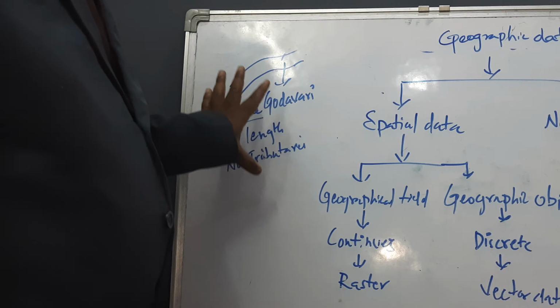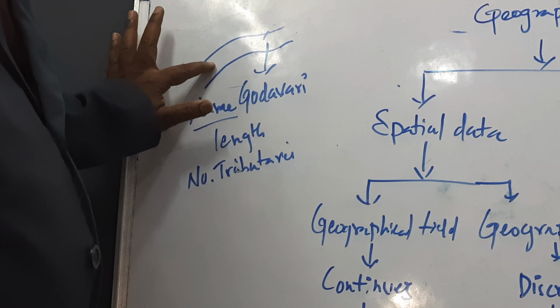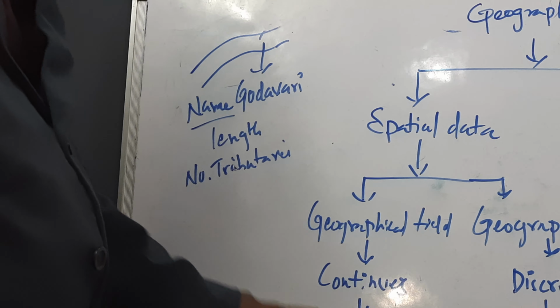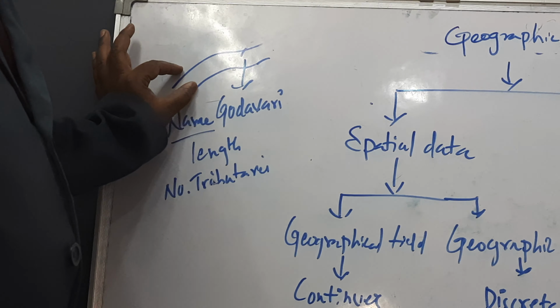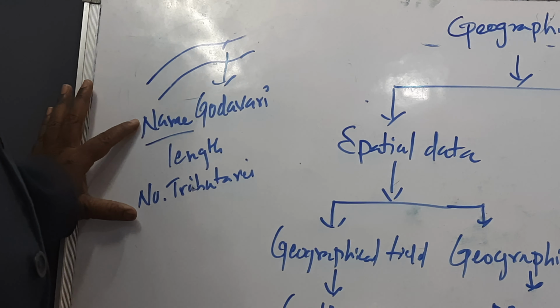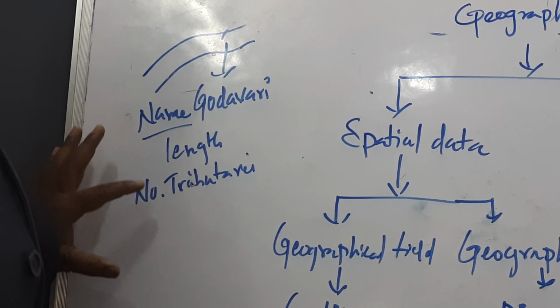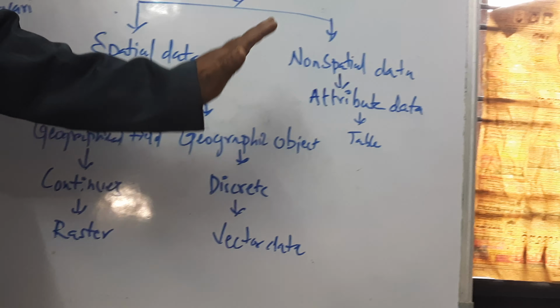Now if you look at this river, the feature of this river can be represented either in raster form or in vector form. So this is called spatial data, and the attributes, the name of the river, length of the river, and number of tributaries, are represented as non-spatial data or attribute data.